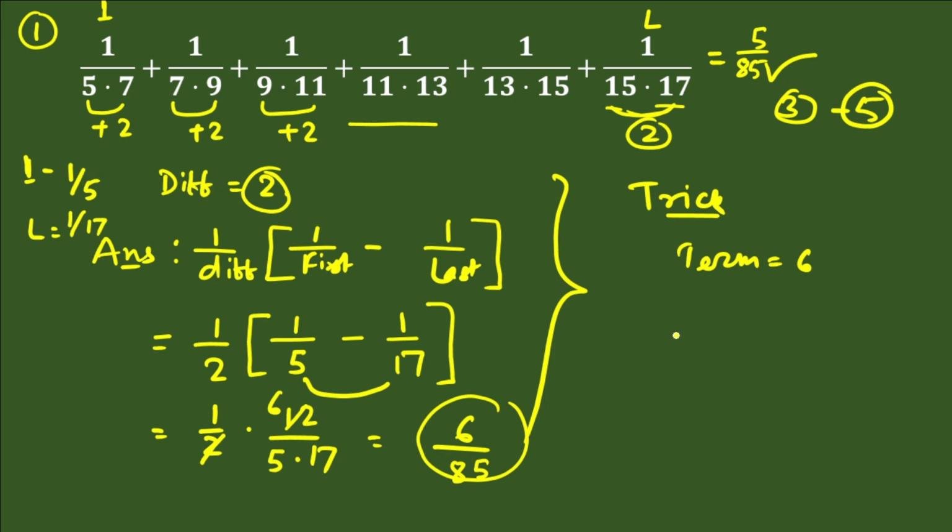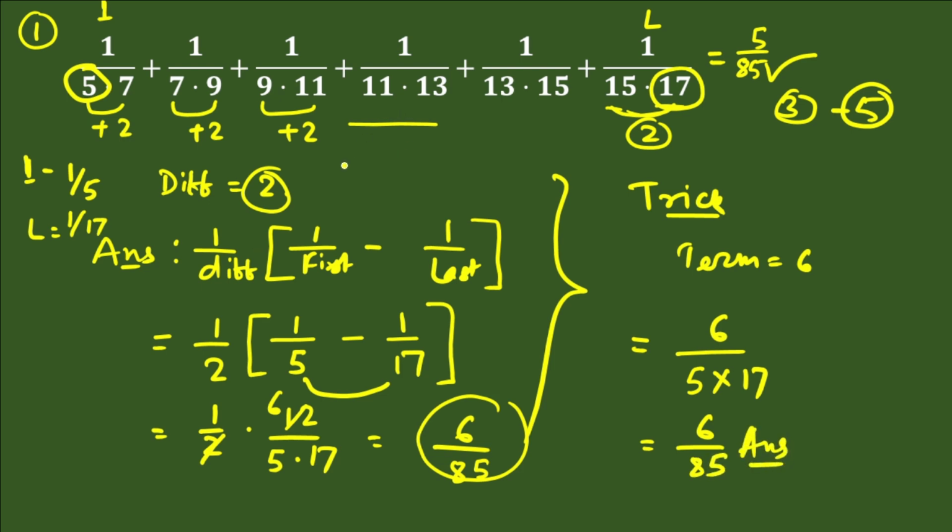So now the final calculation of this series will be, how many terms are there? It is 6 divided by the first term, we'll write 1 by 5 and the last term 1 by 17. So it is 5 multiplied by 17, the denominator of the first term 5 and the denominator of the last term 17. So now we can write it is 6 divided by 85. So this is the answer of this problem.